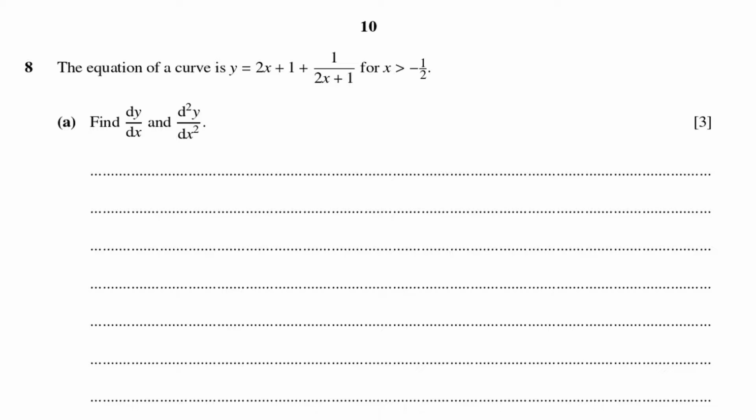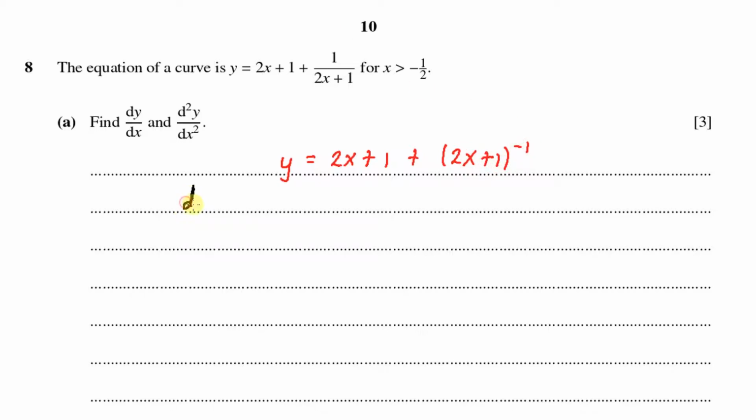Question number 8. The equation of a curve is y equals 2x plus 1 plus 1 over 2x plus 1 for x greater than minus a half. On part A, find dy by dx and d squared y by dx squared. What I'll do first is write down the equation: y equals 2x plus 1 plus, and I'll write 1 over 2x plus 1 as (2x plus 1) to the power of minus 1.